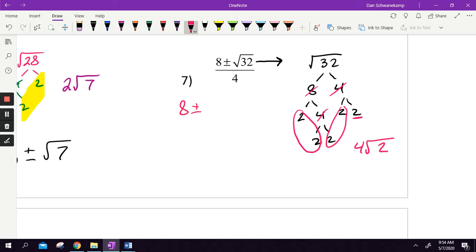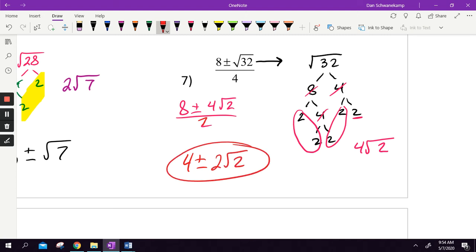So I get this, 8 plus or minus 4 radical 2 all over 4. Can I reduce this number and the number in front of the radical? If I can reduce both numbers, then I'm going to do that. So I'm going to try to reduce both of them. So 8 divided by 2, that's 4. Plus or minus 4 divided by 2, that's 2. Radical 2, that is my answer. Again, that is 2 answers because one of them is positive, one of them is negative.